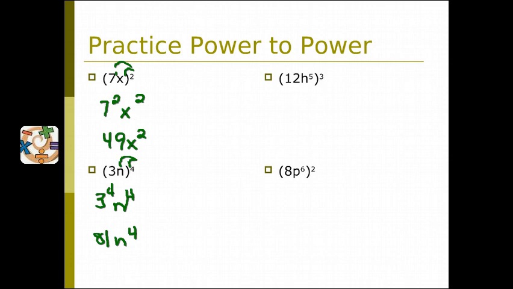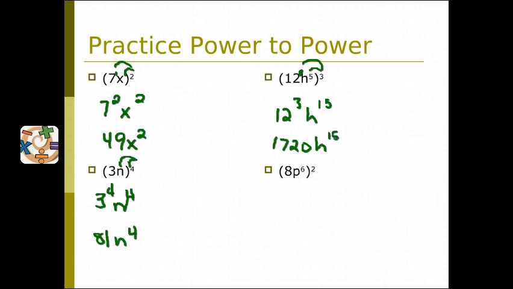Our next example, again, put that power of 1 with the 12 so you don't forget to distribute the 3. So you would have 12 cubed, and then you have h, and side by side you multiply, so we have h to the 15th. When you do 12 to the third power, you get 1,728 h to the 15th.